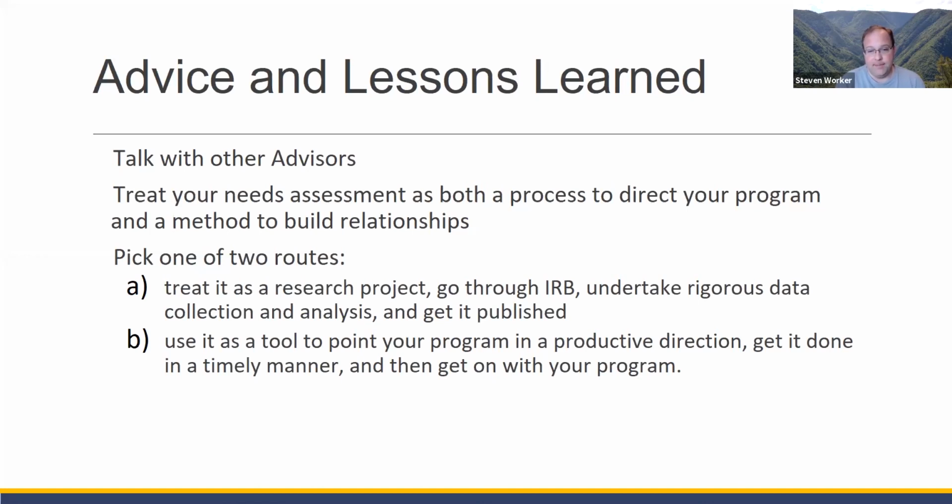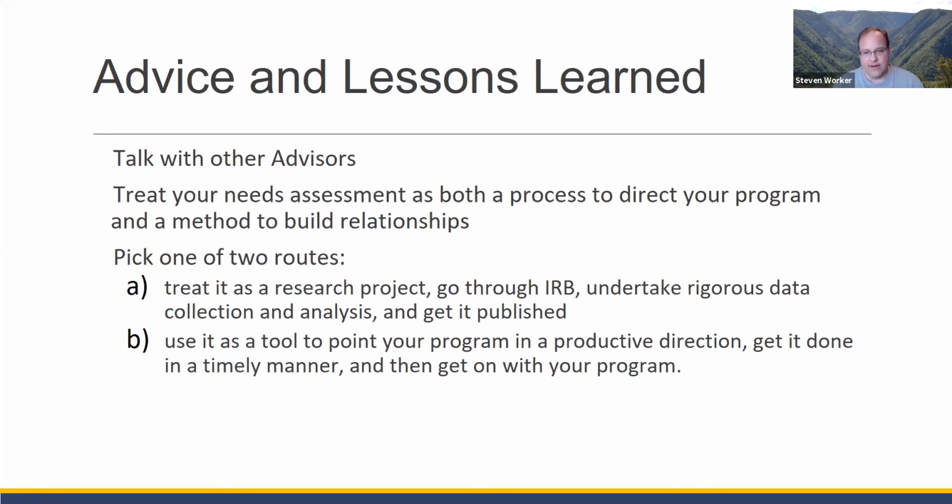And then pick one of two routes. And I've done both of these throughout my time in A&R. So A, either treat it as a research project, go through IRB, get human subject approval, undertake a rigorous data collection analysis, and get it published. And I did that when I was working in the A&R building as the STEM coordinator, and we did a pretty rigorous needs assessment of science education in our system, and we published that in Journal of Extension.